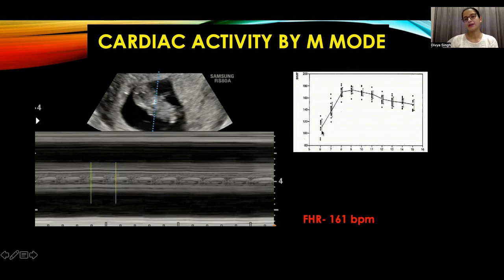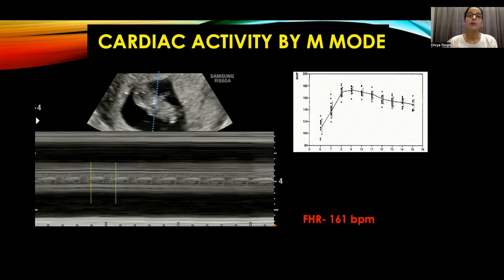Now, as you can see here, this is a curve showing you the normal variation in the fetal heart rate with gestational age. So please remember, it is not unusual to get a heart rate as low as 100 beats per minute between 6 to 7 weeks, and this should not be labeled as bradycardia. You must be aware that initially the heart rate is low and then it picks up so that it reaches a peak at around 8-9 weeks, where it can be as high as around 170 beats per minute.